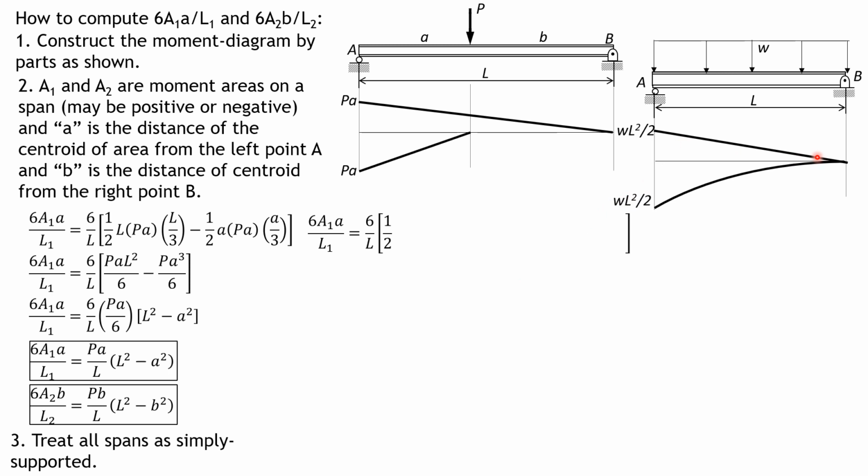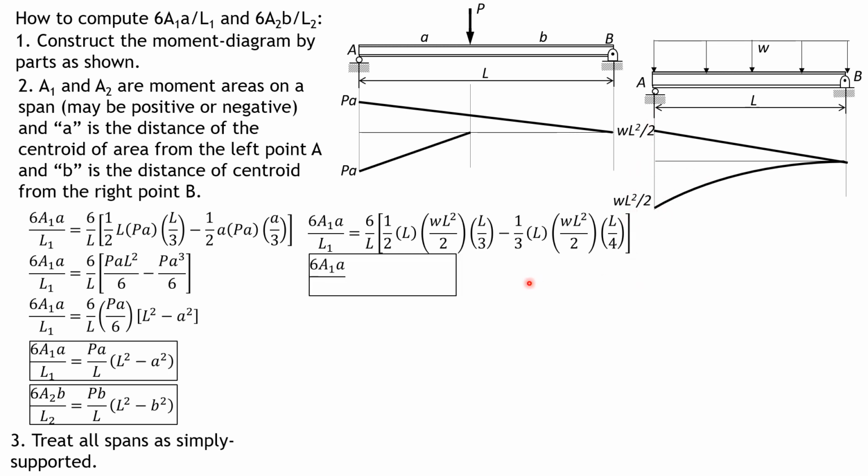Then area of the triangle is 1/2 of L times WL squared over 2. Moment arm is L over 3. Minus 1/3 of L times WL squared over 2. The distance of the centroid of the spandrel from the left, which is point A, is L over 4. Simplifying, that would give us a value of WL cube over 4. You simplify this, it will give you WL cube over 4.